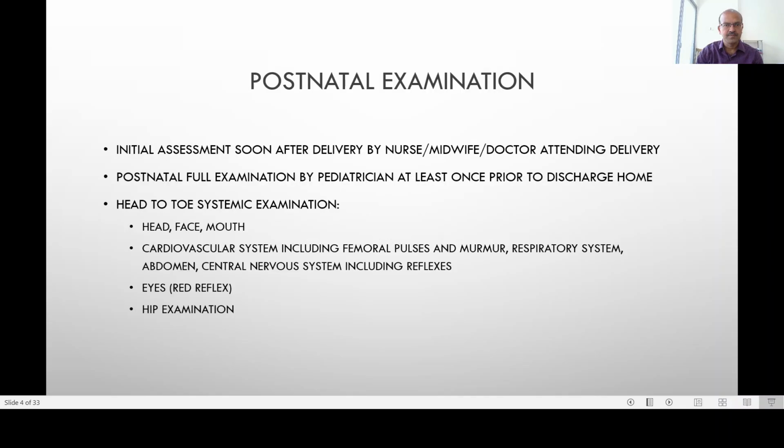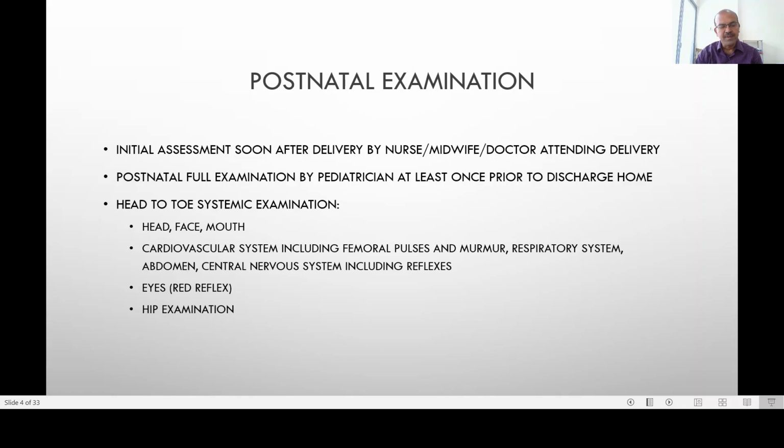The initial examination of the baby is done soon after delivery by the nurse, midwife, or the doctor attending the delivery, depending on the situation in your hospital. The postnatal full examination should be done by the pediatrician at least once prior to discharge home. This should be a head-to-toe assessment, which we'll be discussing.